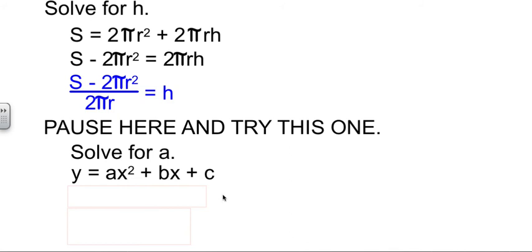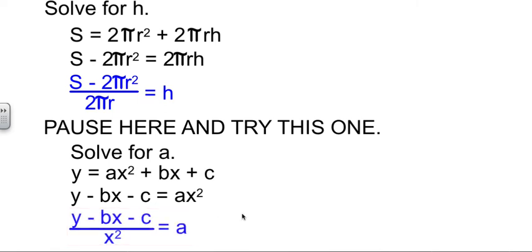We want to get a alone, so we need to get rid of everything else. We're going to subtract the bx and the c first to get them out of the way. Then we want to get a by itself, so we need to divide by x squared. And again, don't cancel the x out of that, because you can't do it. It has to be able to cancel from everybody to make it work.